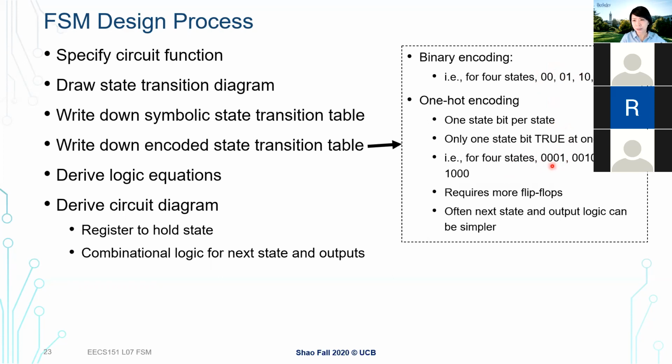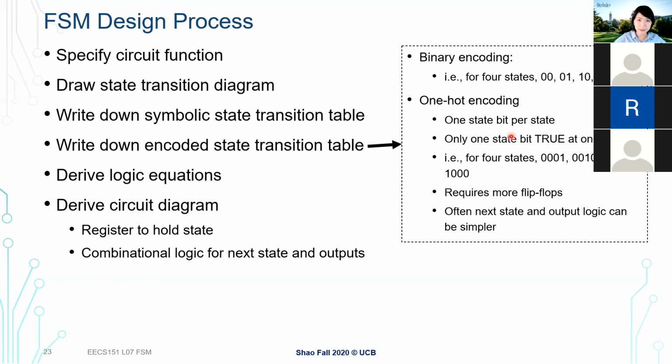So if it is in the first state, the first bit is 1. In the second state, the second bit is 1. Third state, third bit is 1. Fourth state, fourth bit. So that's why it's called one-hot, right? So basically only one bit is hot at any time.